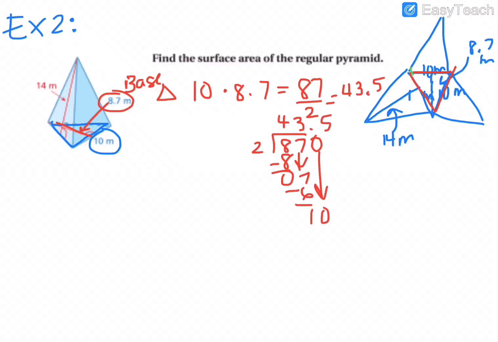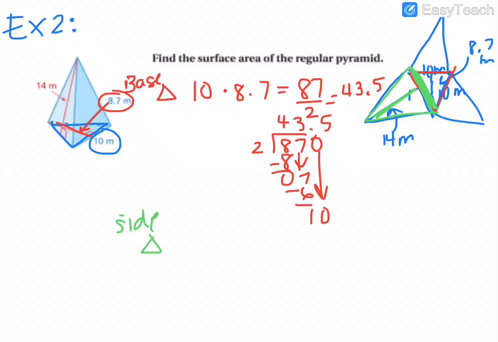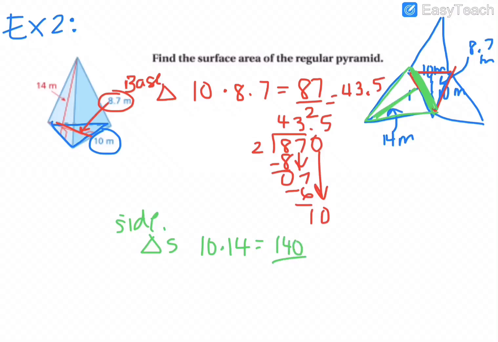And then I'll do each of these side triangles, which there are 3 of. So remember, the base is 10 and the height is 14. And that's going to be 10 times 14, which is 140. But it's a triangle, so divide by 2, and that will give you 70. And then multiply that by 3 since there are 3 of them. So that's 210, and we're going to add that, in another color, 210 plus the 43 and a half.